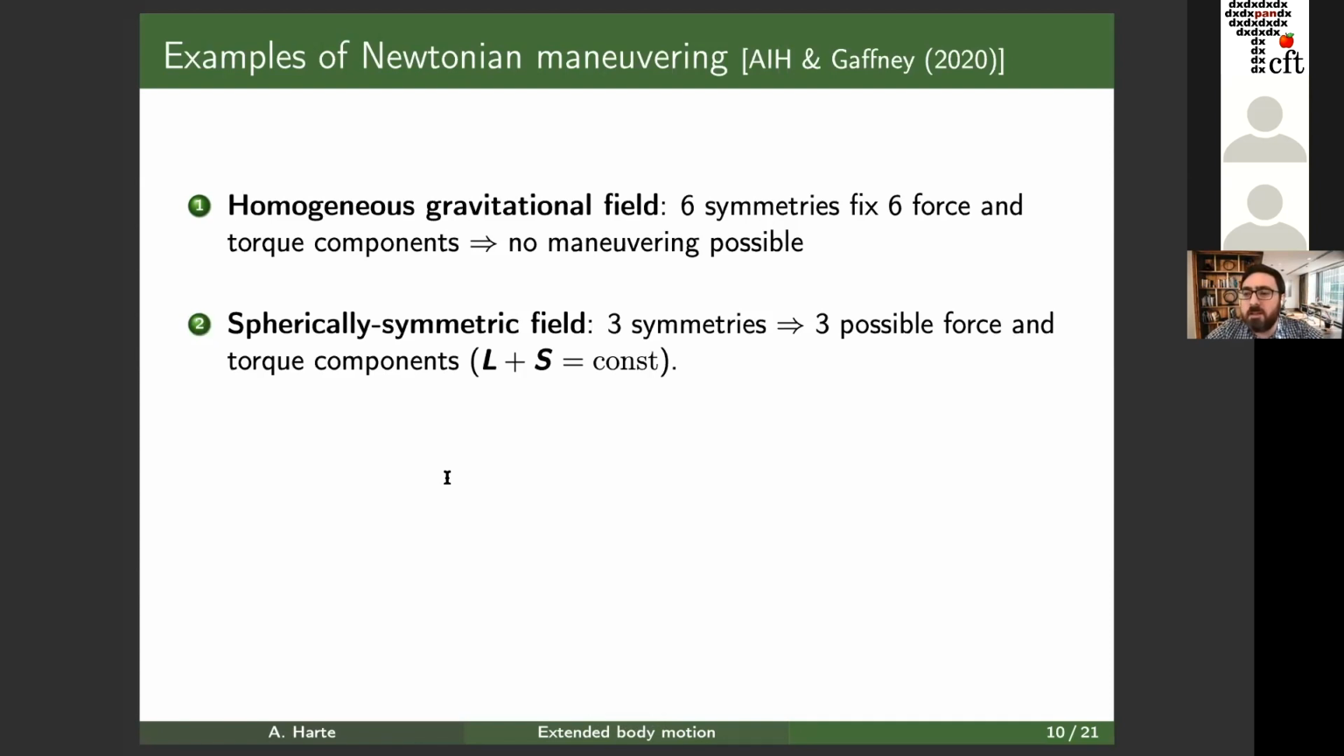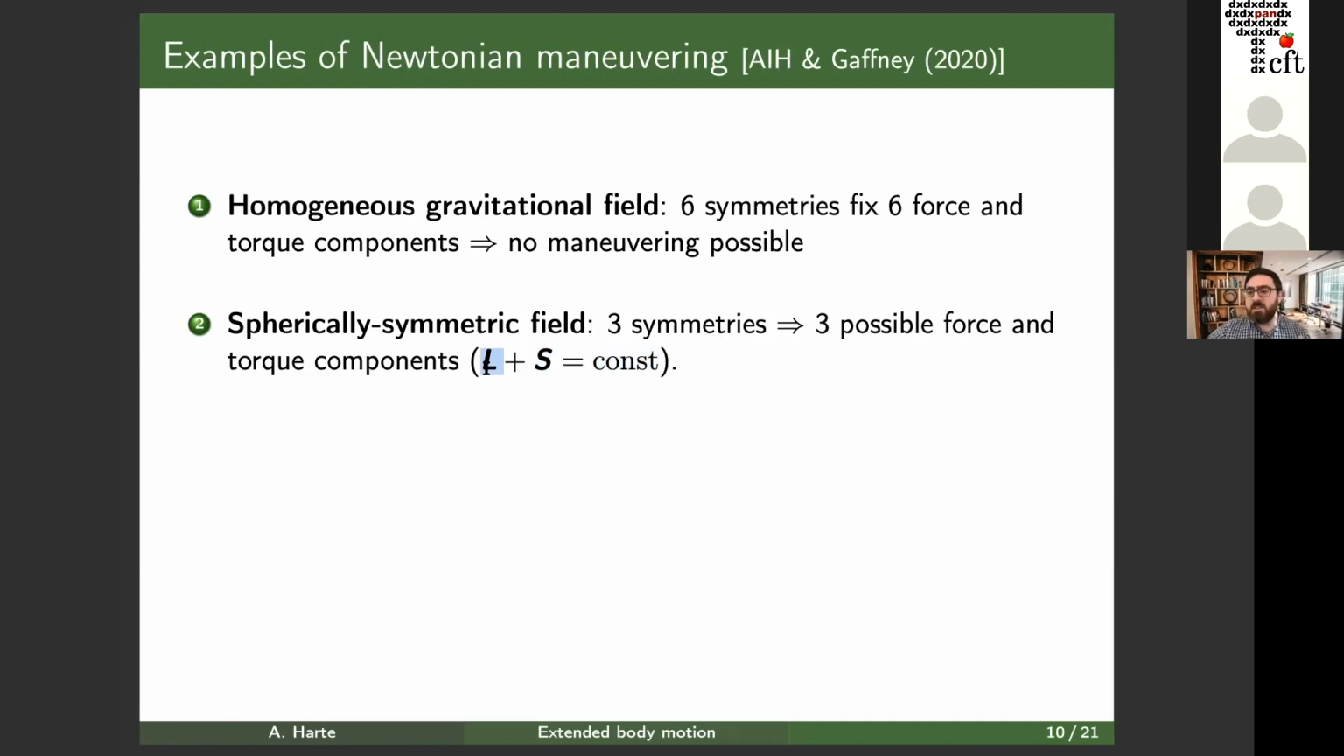Okay, so the next perhaps interesting case is to look at a spherically symmetric field. So you're in orbit around the Earth, let's say, which is close to spherically symmetric. There are then 3 symmetries for the 3 rotations, and that will give you 3 conservation laws. It fixes 3 out of the 6 force and torque components, so you still have 3 left over you can do something with. But the end result is that your angular momentum has to be preserved. You cannot use extended body effects to break this conservation law. That's what you're forbidden from doing.